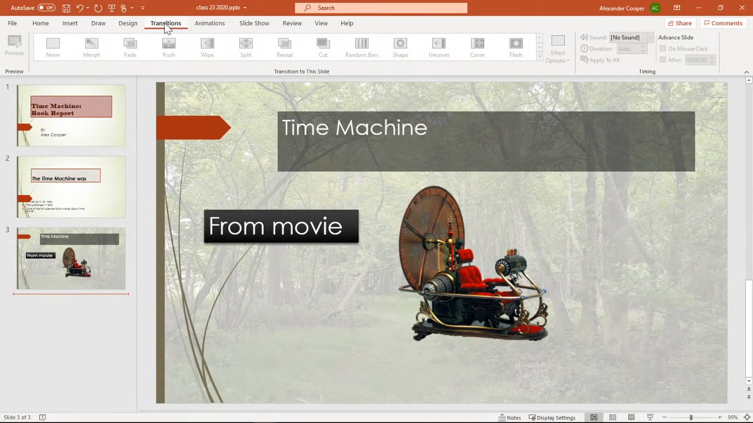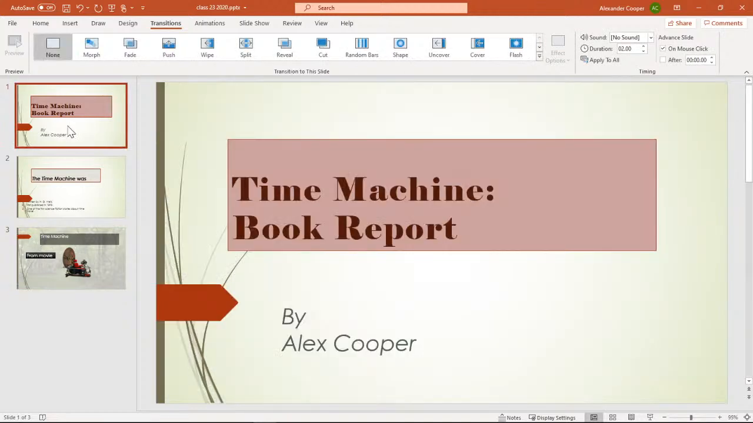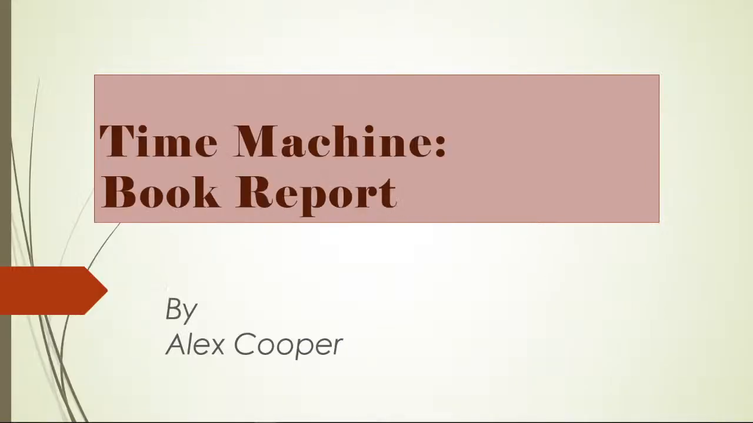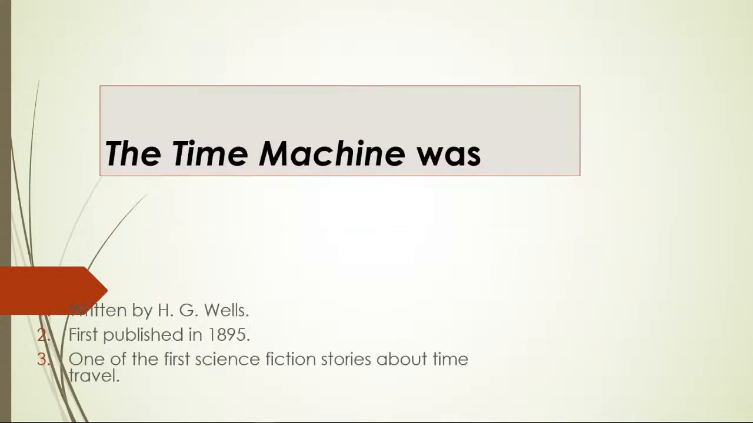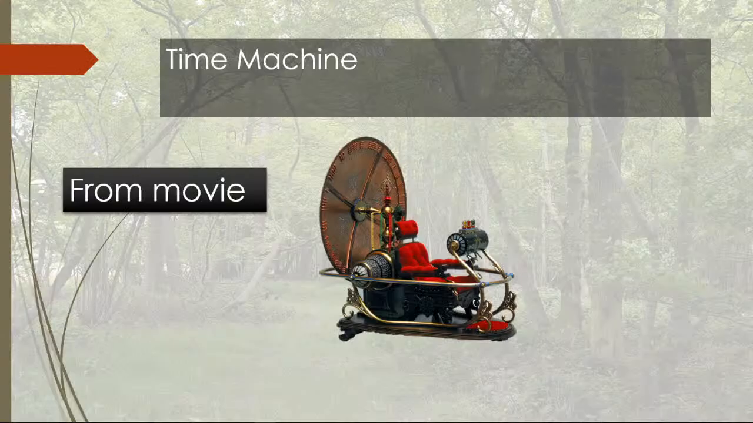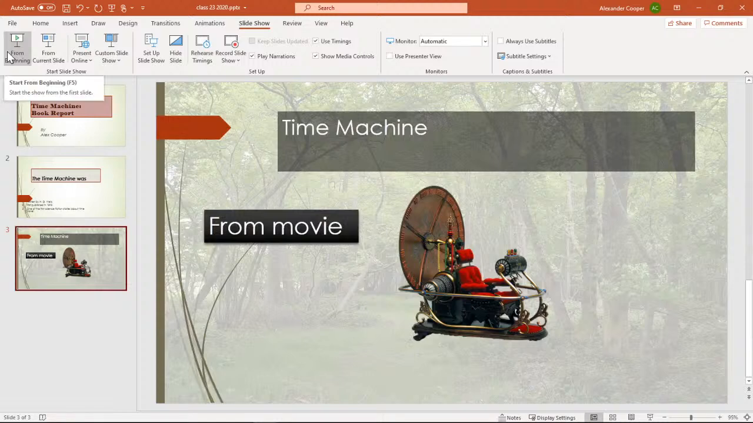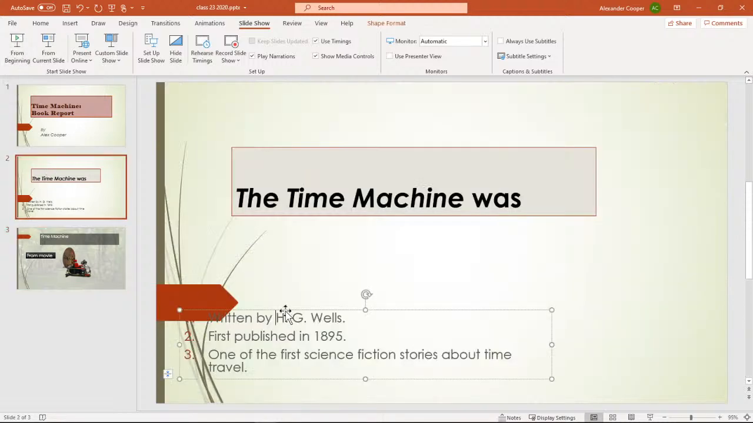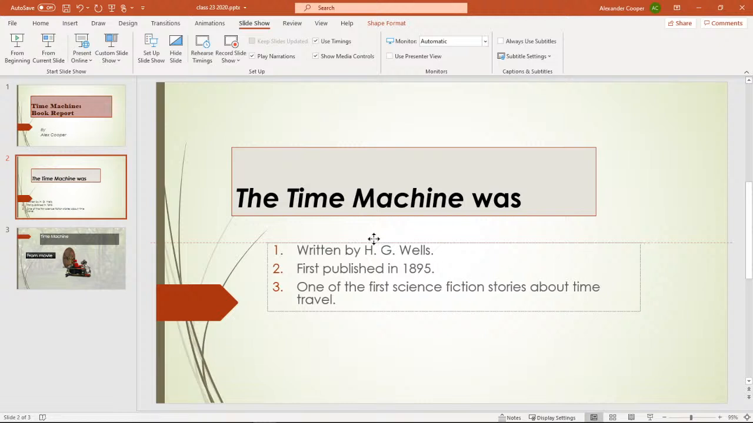Now let's talk about our transitions. So right now, if we do our slideshow, we click from the beginning. Hello everybody, talking about Time Machine Book Report. I click spacebar, written by. Seeing it's hard to see the text there, so it's probably best to move that. Time Machine was, and then we'll talk about the movie, and thank you for coming. Okay, so that's what it's doing right now. If I click this, I can drag this all the way over here. Okay.